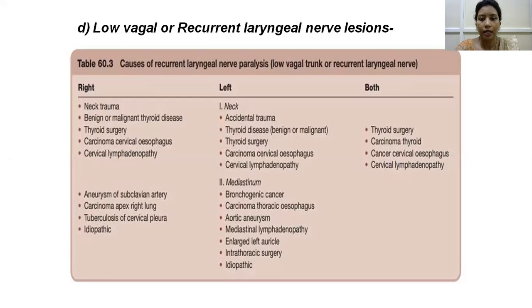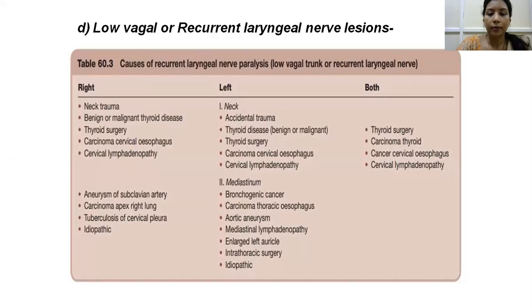On the left side, same things. The first few will be the same. And since the left has a longer course and reaches the thorax, even deeper into the mediastinum than on the right side, you can see that the left is affected in far more conditions, such as bronchogenic cancer, carcinoma of the thoracic esophagus. So we have discussed the cervical esophagus; even thoracic esophagus disease can cause a left recurrent laryngeal nerve paralysis. Also aortic aneurysms, mediastinal lymphadenopathies, enlarged left auricle, intrathoracic surgeries, and sometimes idiopathic lesions.